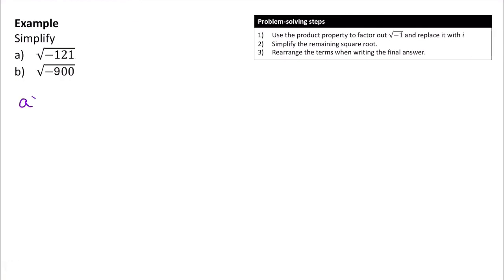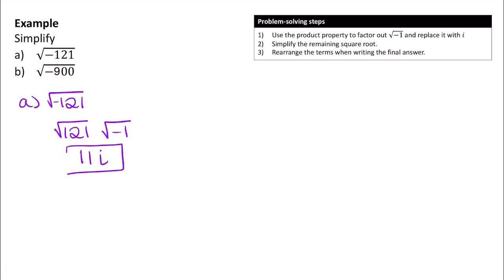So let's start off with A, which is the square root of negative 121. The first step is going to be to factor out that negative 1. So I have the square root of 121 times the square root of negative 1. The square root of negative 1 is i, and notice that 121 is a perfect square. The square root of 121 is 11, so I can just turn this into 11i.